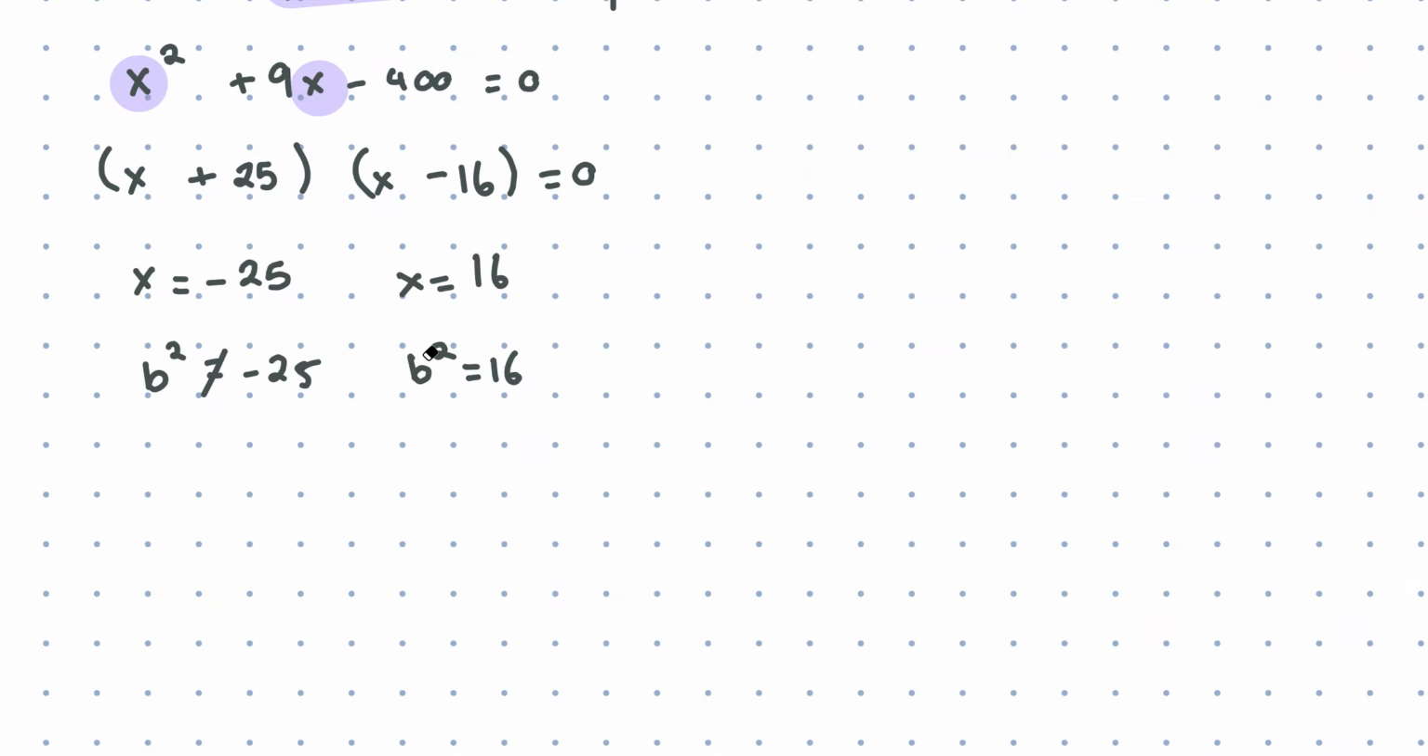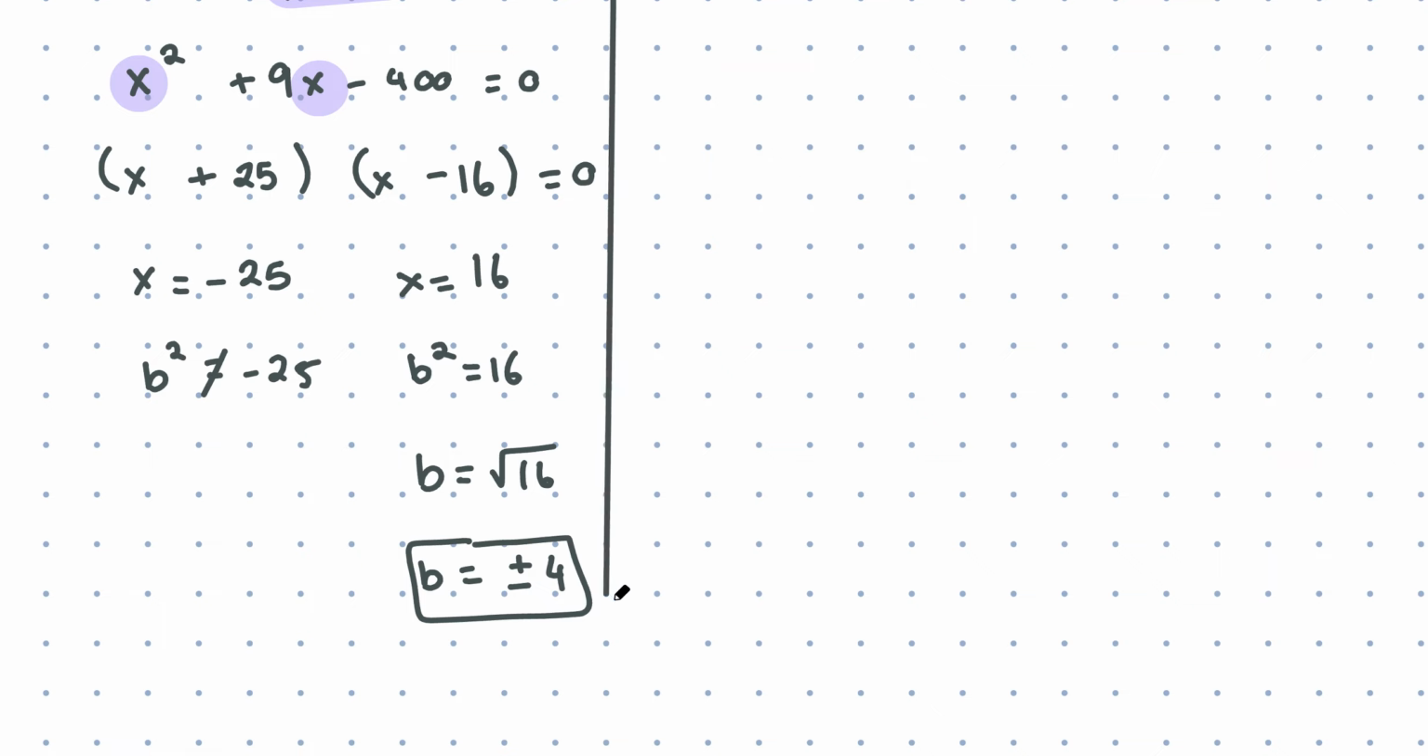But what I can do is b squared is equal to 16. So if b squared is equal to 16, I can say that b is equal to the square root of 16. Now be extra careful here. If b is equal to the square root of 16, then b could be equal to plus or minus 4. So there's two solutions there. b is equal to plus or minus 4. That's often overlooked. There's two answers here.